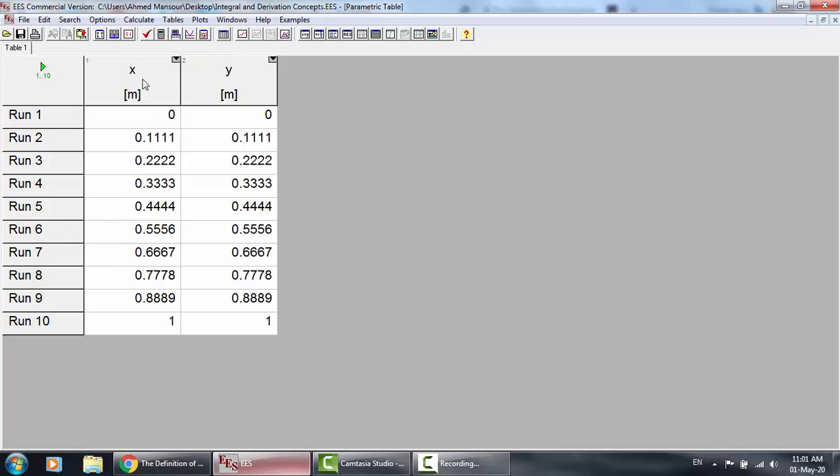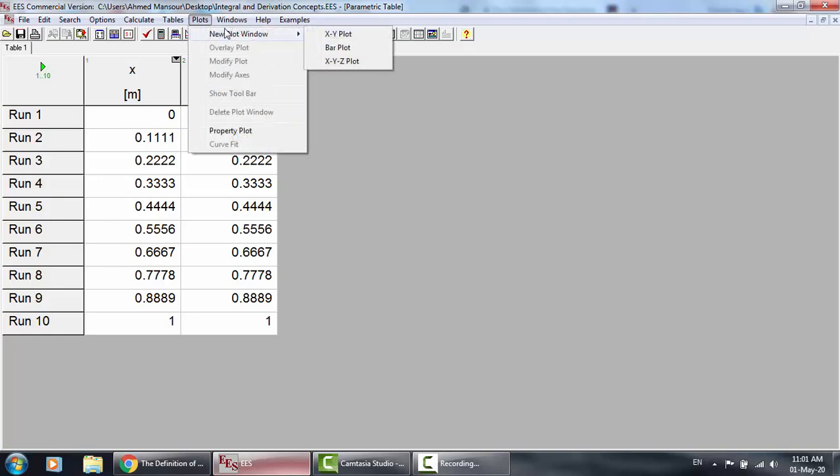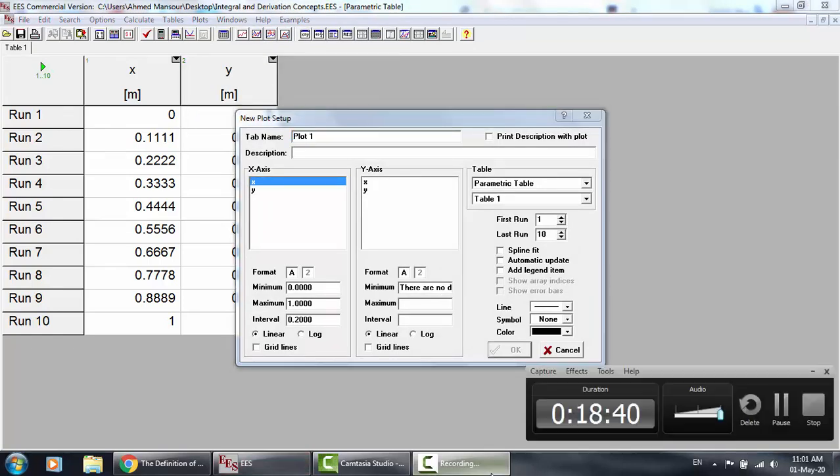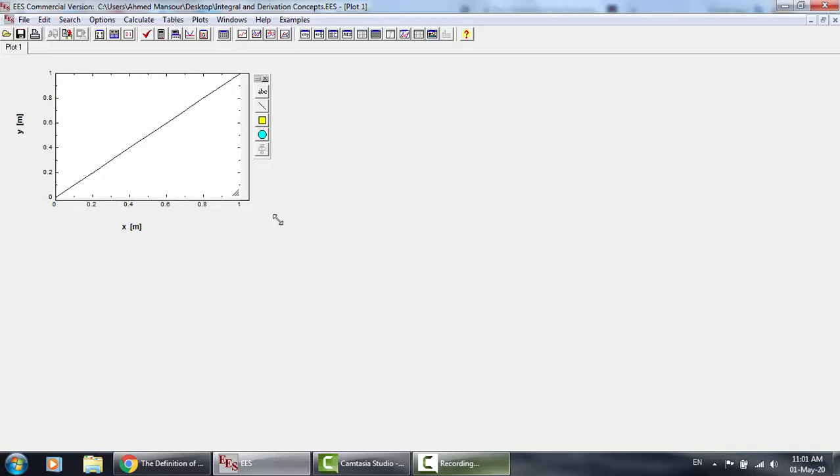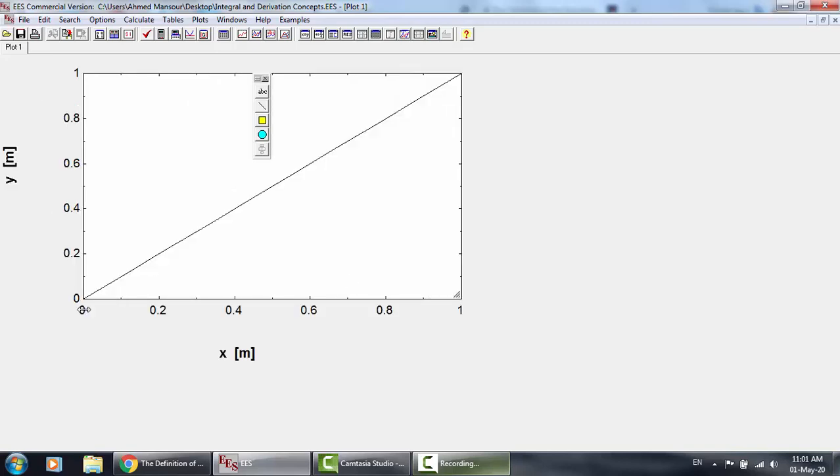So when x equals 0, y will be 0, and x will have the same value. So when I plot it, okay, be careful. Here is 0 and here is 0. Okay, so this is the area under the curve, or this line. It will be the area of the triangle.